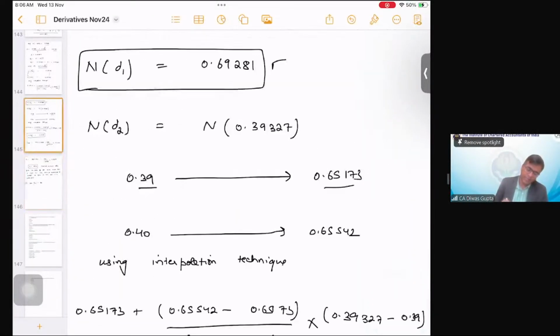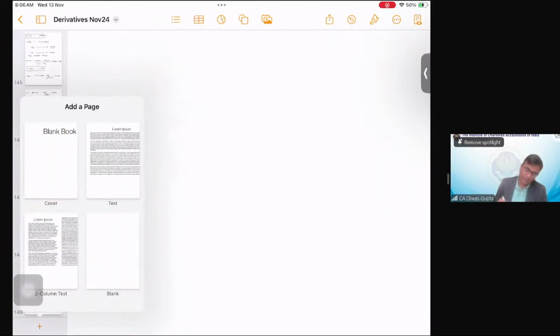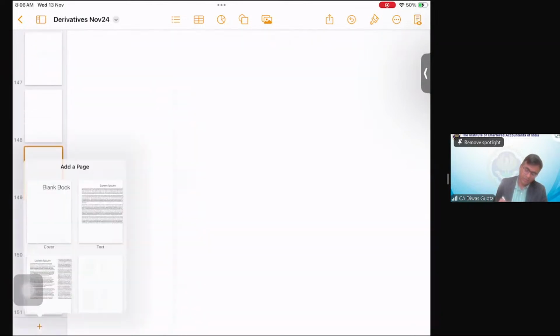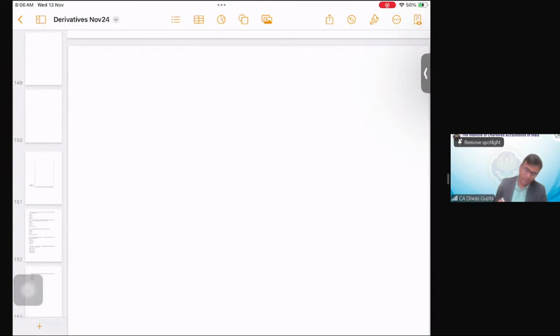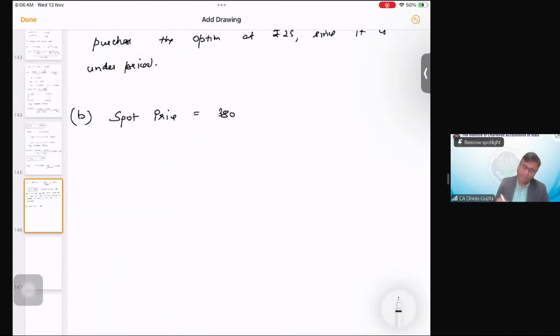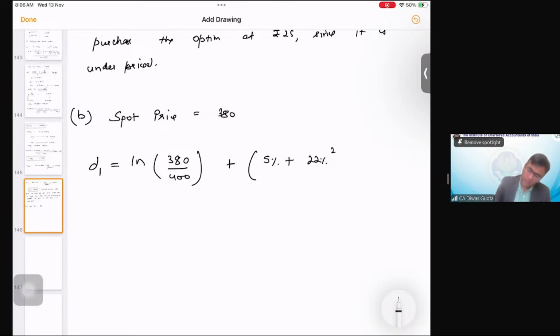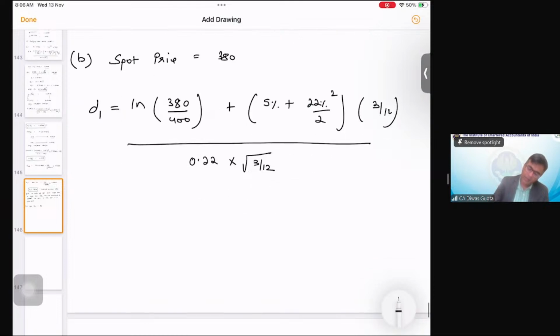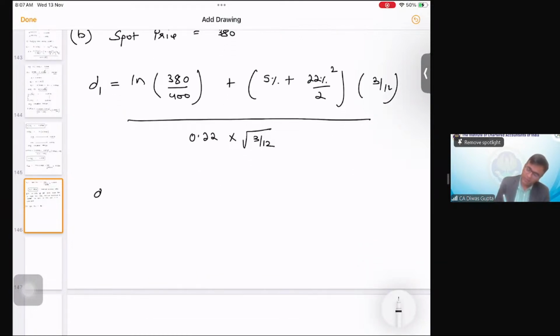So spot price is 380. Then D1 is equal to natural log of 380 divided by 400 plus R percentage, three by 12, whole divided by 0.22 into 3 by 12. So this is D1.